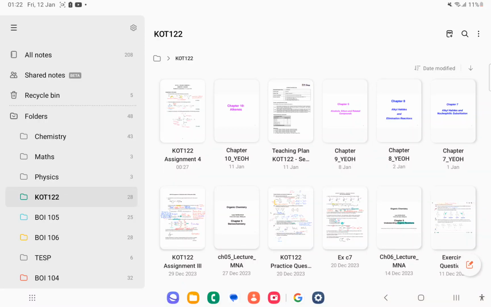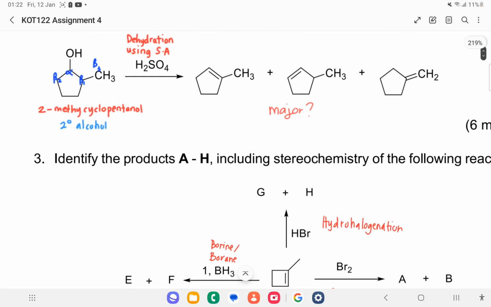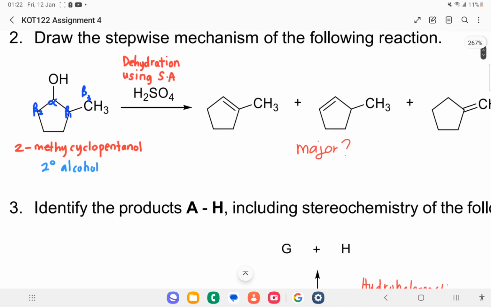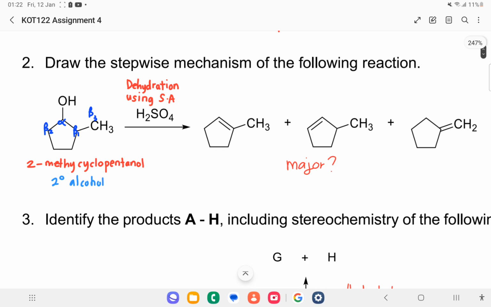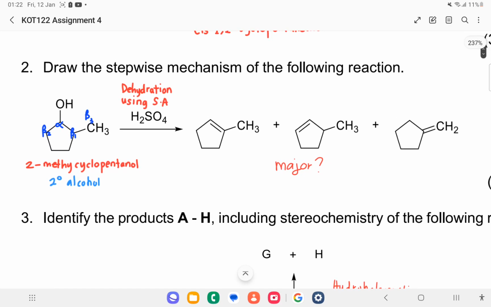Hello everyone, so today I will share with you how to answer question number 2. In question number 2, I will share how to solve this question. So let's read the question first. Draw the stepwise mechanism of the following reaction.